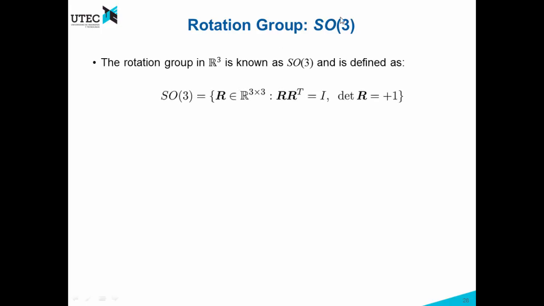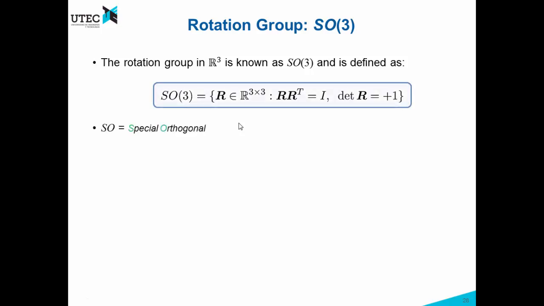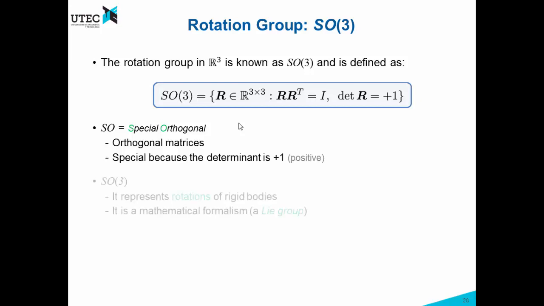The rotation group is called SO3, and it contains all the matrices that are rotation matrices. Basically, it satisfies these two properties: R transpose R equals the identity, and the determinant is plus 1. This is a very important group. It stands for special orthogonal. Orthogonal because we use orthogonal matrices, and special because the determinant is plus 1, it's positive. SO3 represents the rotations of all rigid bodies, and it's a mathematical formalism. Basically, it's a Lie group.